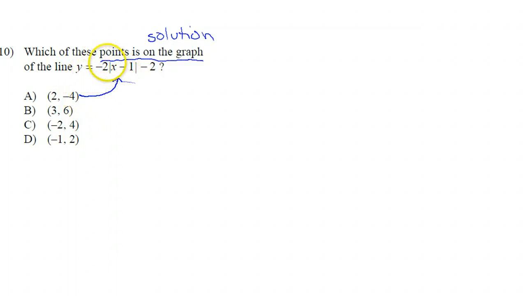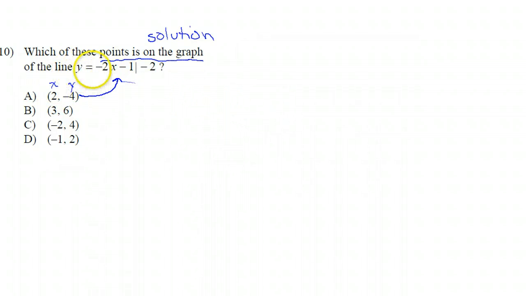And the place you have to watch out for are these absolute values, because those are sort of like parentheses where you have to do the inside first, and before you can start doing anything else, you also have to evaluate those absolute values. So let's just start off with plugging in a. I'm going to plug in -4 for my y and 2 for my x.